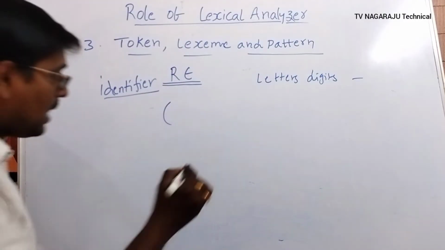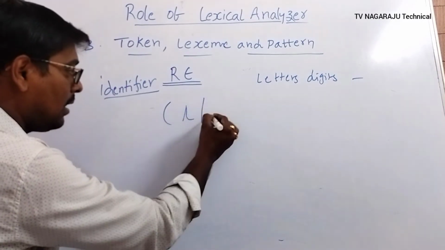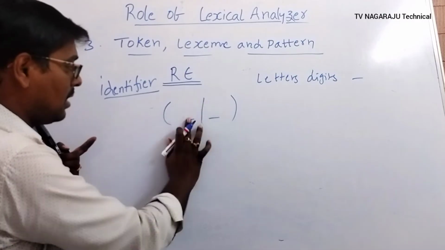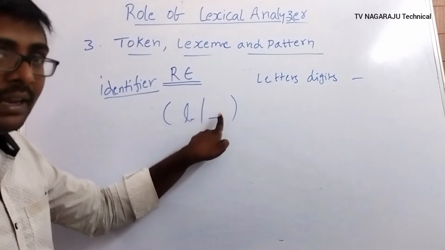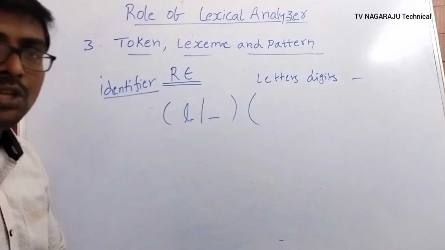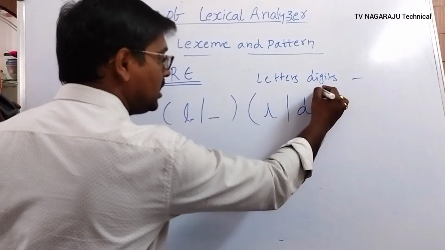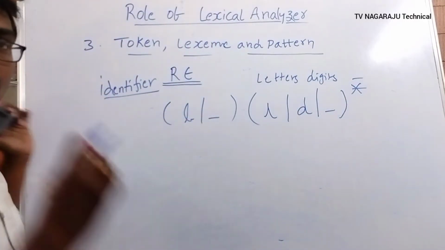Compulsorily, an identifier begins with either a letter (L) or an underscore. Here the symbol represents R, this is L. An identifier begins with either a letter or underscore, followed by either 0 or any number of times, either letter, digit, or underscore, whole star. Star represents 0 or many number of times.